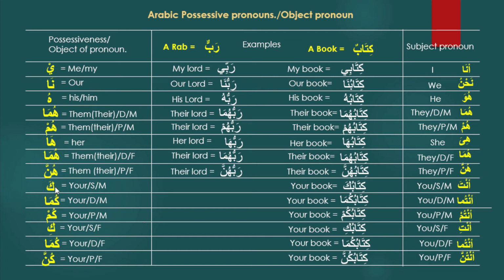For ka, your Lord, Rabbuka. Rabbuka means your Lord. Rabbukuma, your Lord, two persons. And Rabbukum, more than two persons. Rabbukum, your Lord. This is your Lord, male. For female, Rabbuki, ki is your, female singular. Rabbuki, Rabbukuma, Rabbukunna.